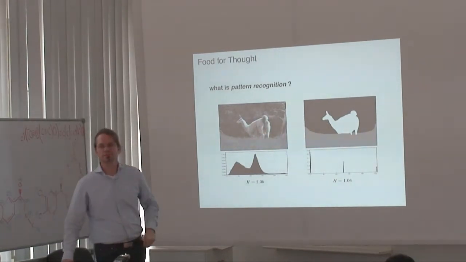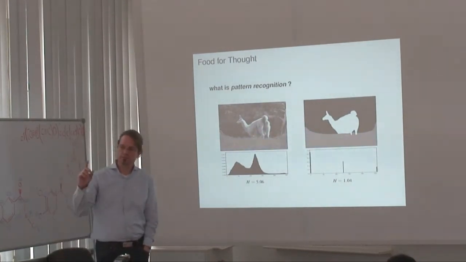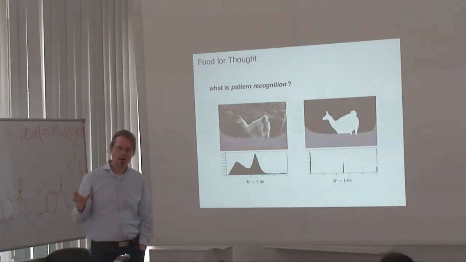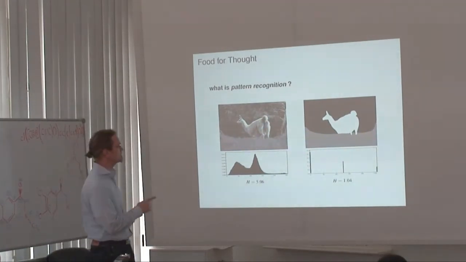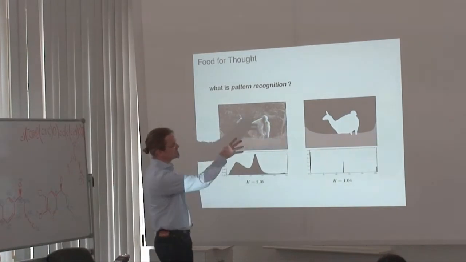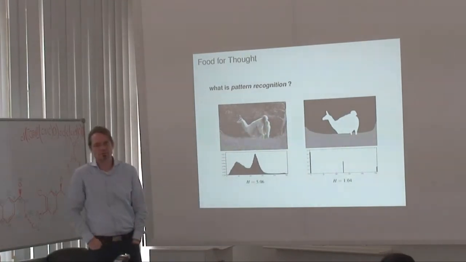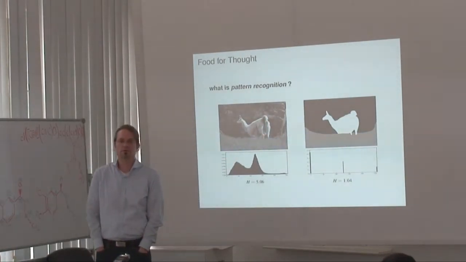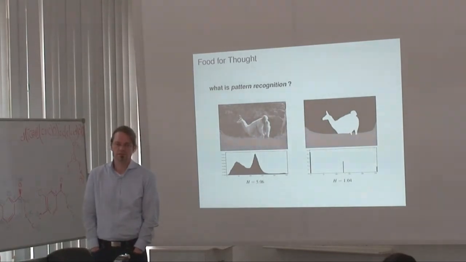So what has happened? What is the implicit effect of my coloring this image, or segmenting this image, into these three regions? Complexity has reduced, yeah. And the image looks simpler, yeah.